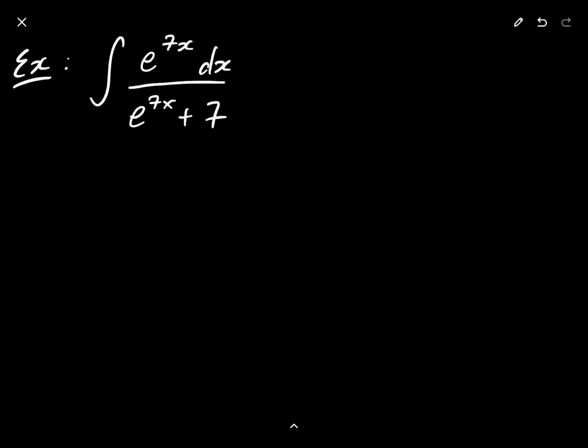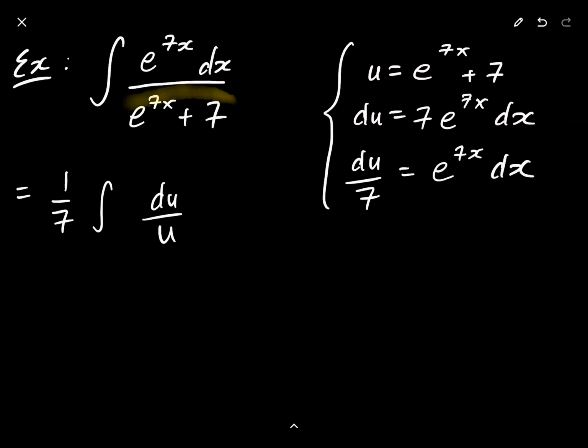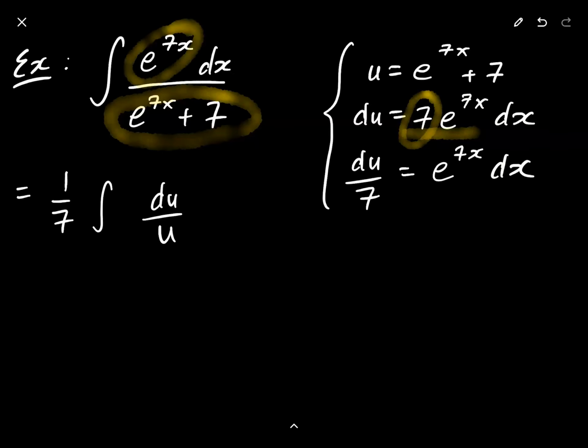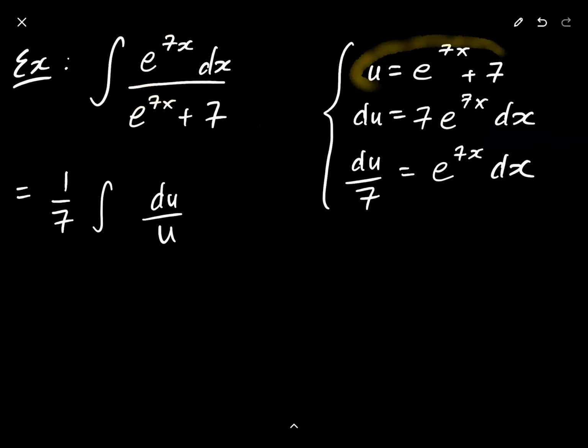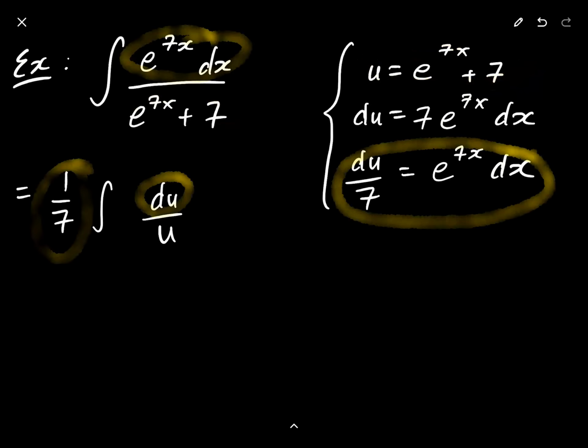Next we have the integral of e to the 7x over (e to the 7x plus 7) with respect to x. So I will choose e to the 7x plus 7 as u, since it's in the denominator, and also the derivative of e to the 7x will be 7 e to the 7x. So besides the constant 7, e to the 7x appears in the integral. So then I can replace e to the 7x plus 7 with u, and e to the 7x dx with du over 7.